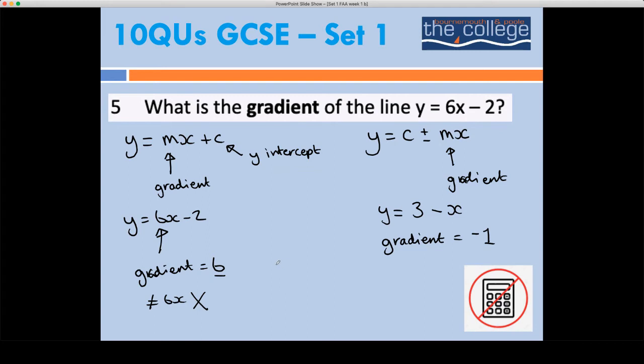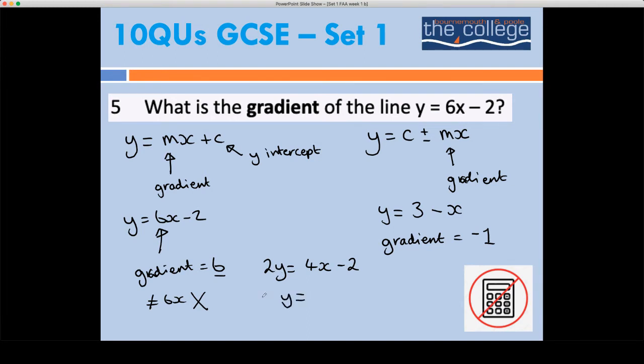The other one to be aware of is if you had this sort of thing. If you had 2y equals 4x, okay, minus 2. Now this is where we have to have it as y, just one y. We cannot just lift the gradient off otherwise.